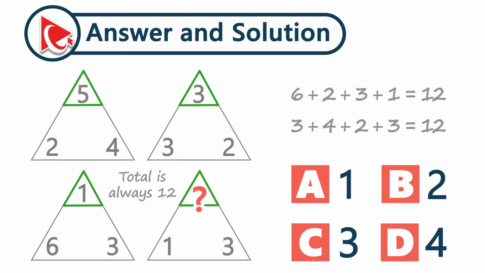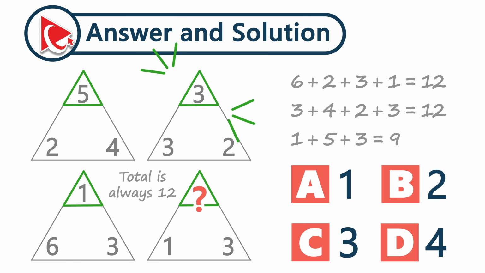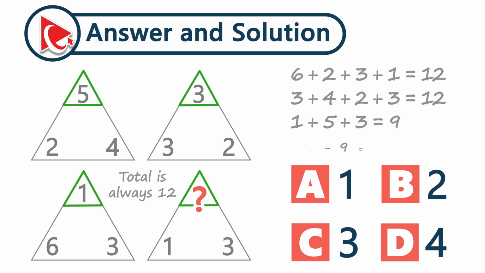And now let's calculate the missing number in the upper corner. 1 plus 5 plus 3 equals 9. 12 minus 9 equals 3. And the correct answer here is choice C, 3.